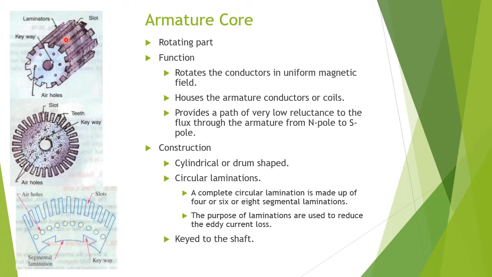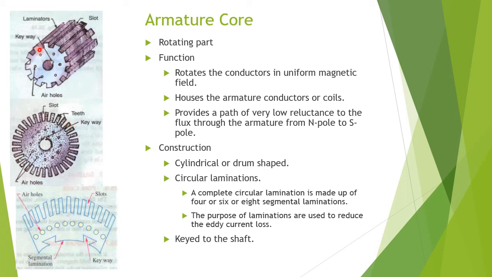also it provides a path of very low reluctance to the flux. Reluctance means opposition to flux. So it provides very low reluctance, which means it initiates a flux through the armature from north pole to south pole. Here, coming to the construction of the armature core, it consists of many laminated segments.